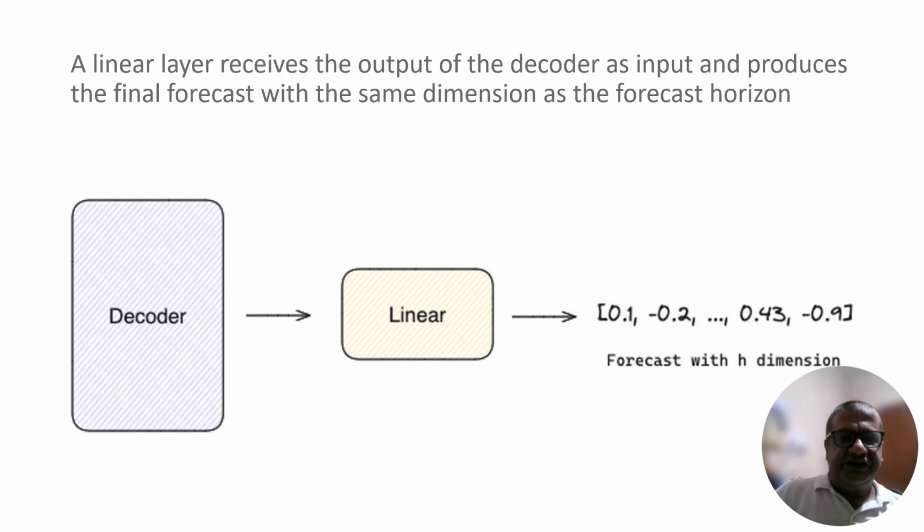A linear layer receives the output of the decoder as input and produces the final forecast with the same dimension as the forecast horizon. As you can see from the picture here, the linear layer is responsible for mapping the decoder's output to a vector of values with the same length as the forecast horizon h. TimeGPT can generate a probabilistic distribution of potential outcomes, that is, the estimation of forecast intervals.